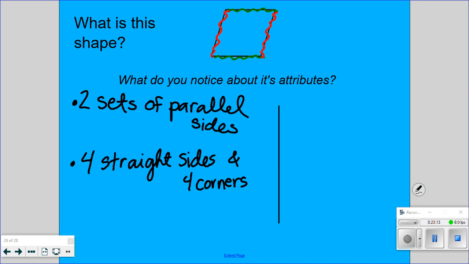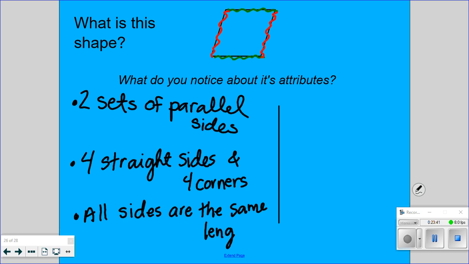Devin, what else do you notice? What is all the same length? The sides. All sides are the same. We're writing. All right, now we're going to use those rules that we came up with and come up with some names for this shape.